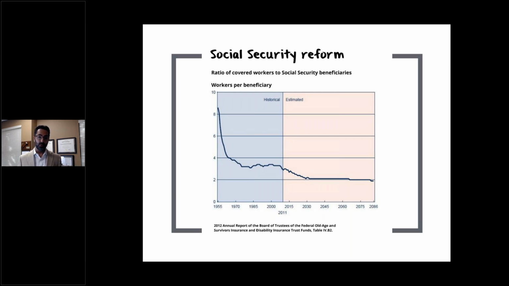As you can see, the expectation is that that number is going to hover around 2 to 1. So for every one person that's retired, 2 people are paying into the system, and that's going to hover at that level for several years to come. I think this chart goes down to 2086.